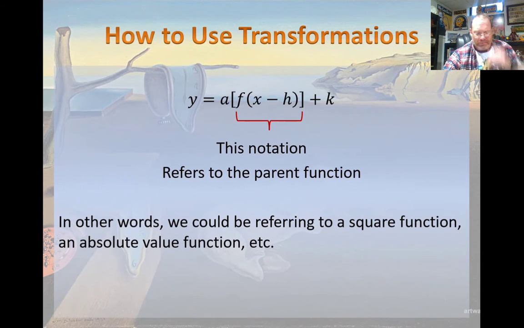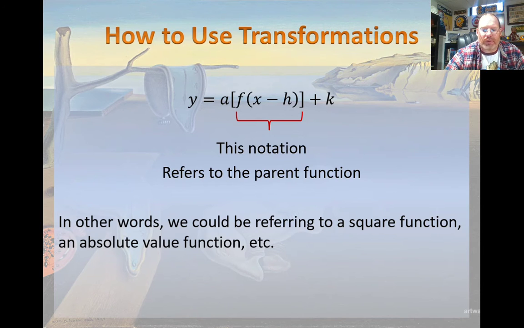All right, so this is how you dissect these equations. You have to recognize that that hard bracket is basically your parent function. The fact that there's an h in there shouldn't confuse you at all. That bracket's just a parent function, so it could be a square, it could be a square root, it could be an absolute value, any of those things.